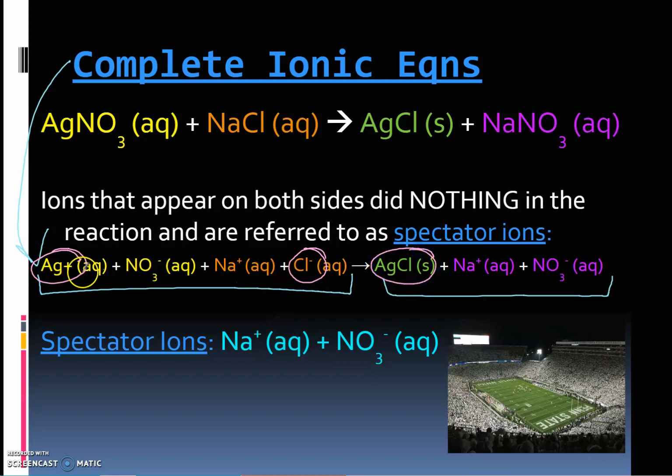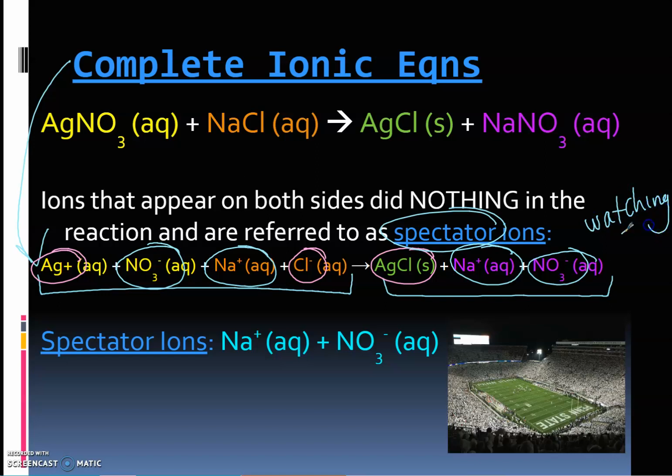So if these guys are what's really happening, what in the world is going on with the NO3 minus and the Na plus? Because it's Na plus and NO3 minus over here. They are spectators. They are watching what goes on. Okay, so we are Penn State. Spectators, there's 110,000, I think, that can fit into the stadium. There's a lot of spectators, but there's really only 11 players on the field for your team at a time.